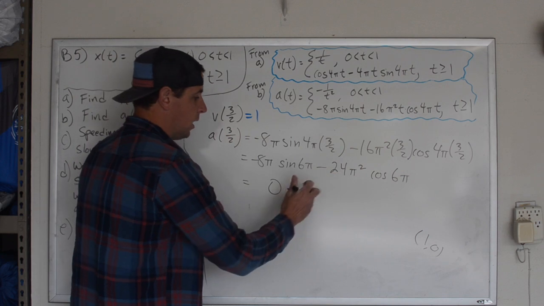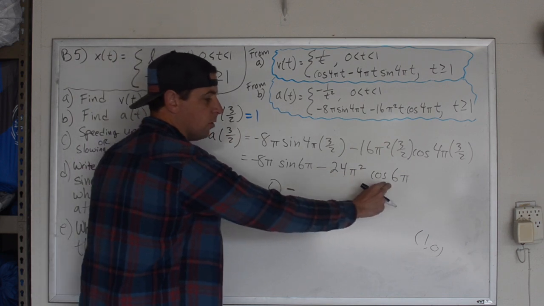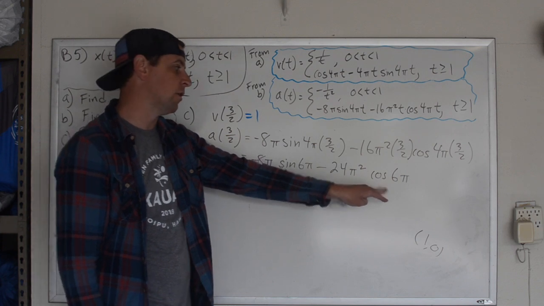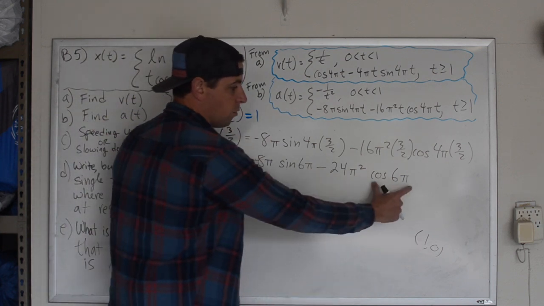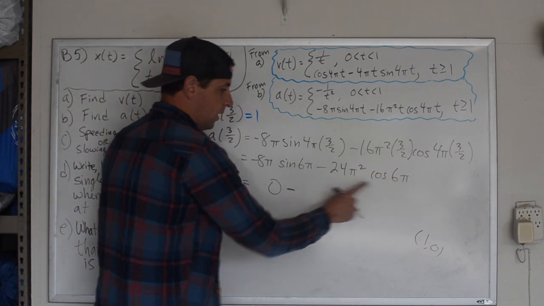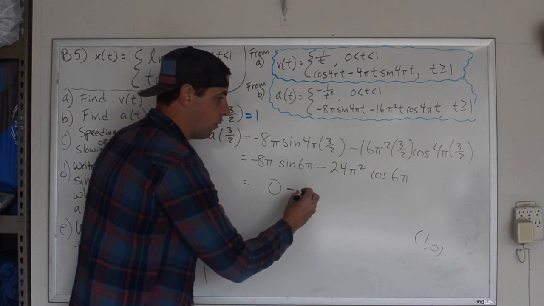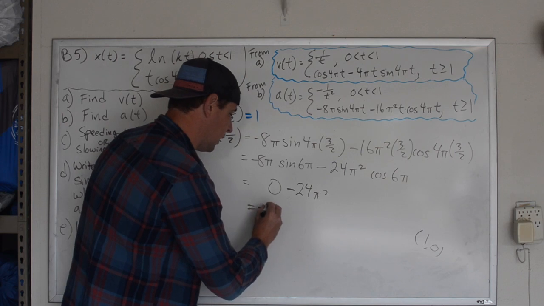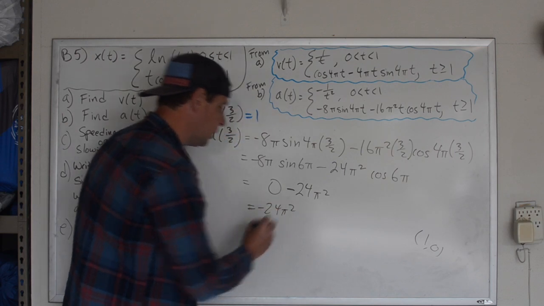Minus 24 pi squared, I need to do cosine of 6 pi. Well, cosine of 6 pi would be the x value there. The x value there is 1. So all of this is 1. So 1 times negative 24 pi squared is negative 24 pi squared.